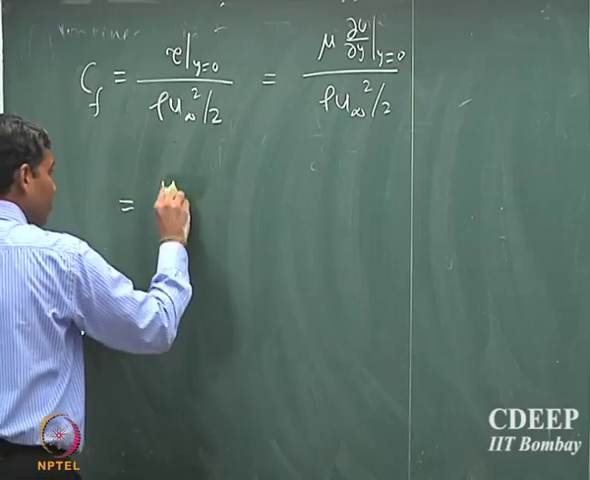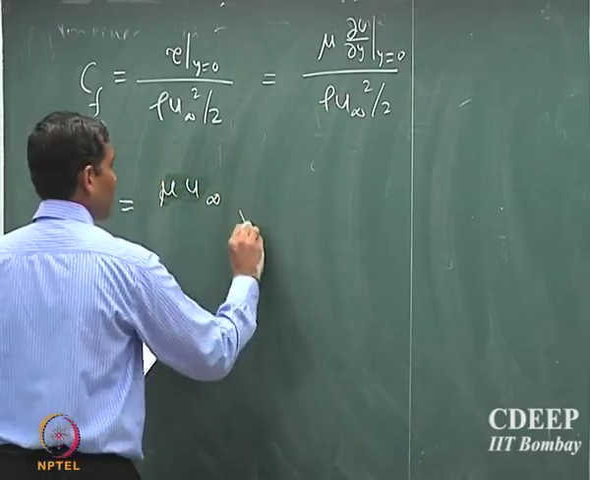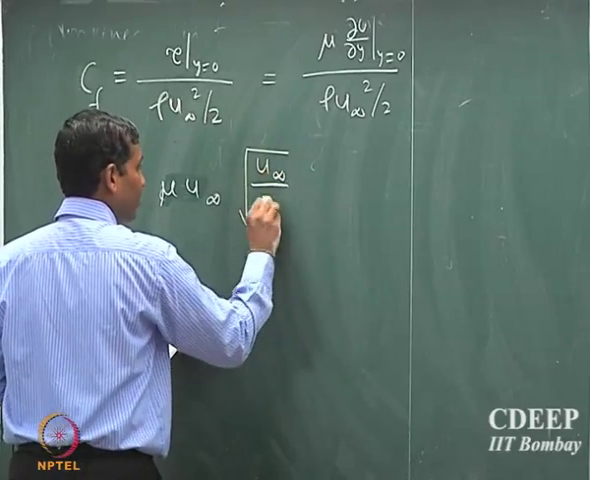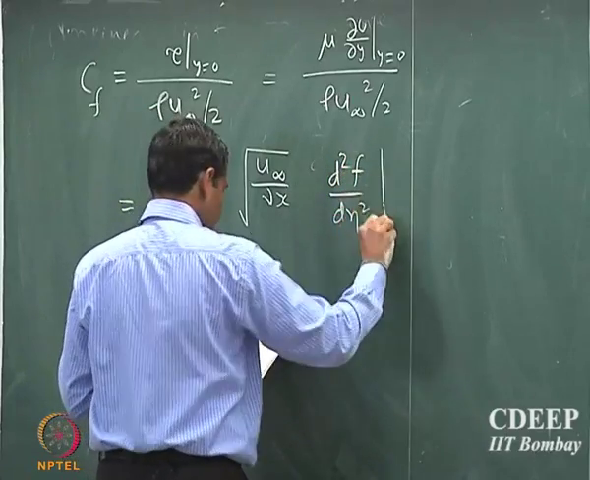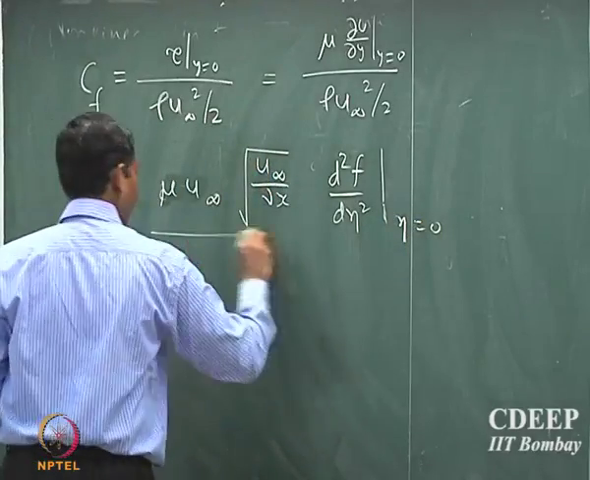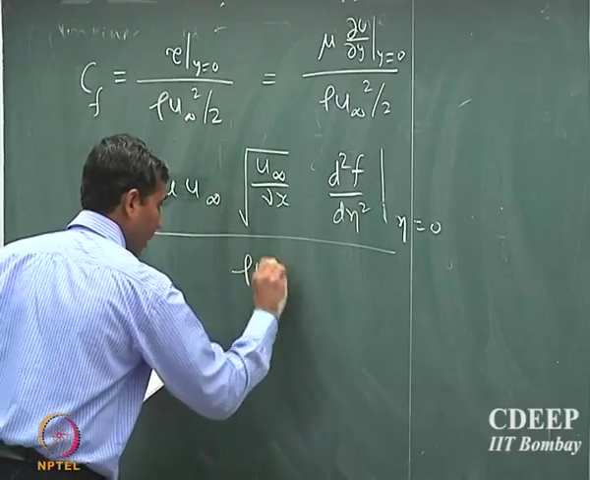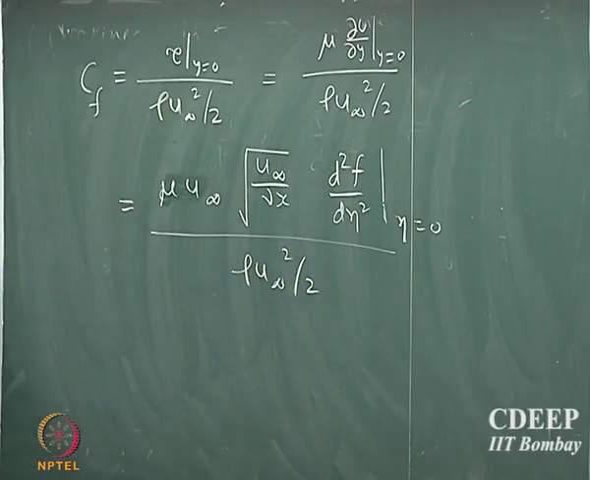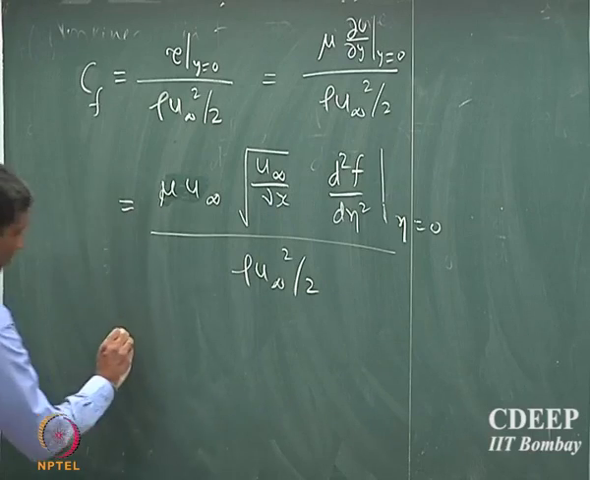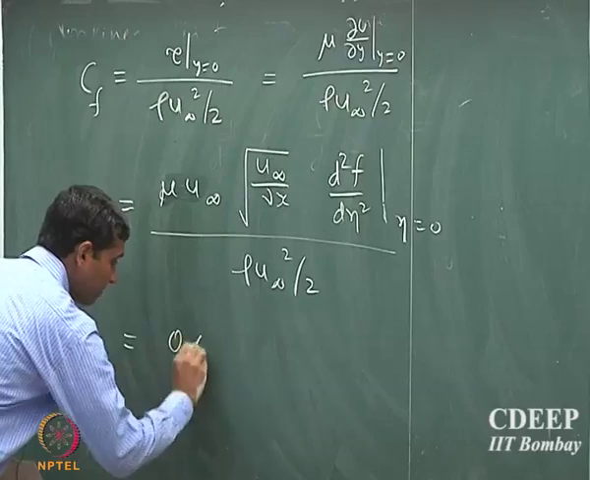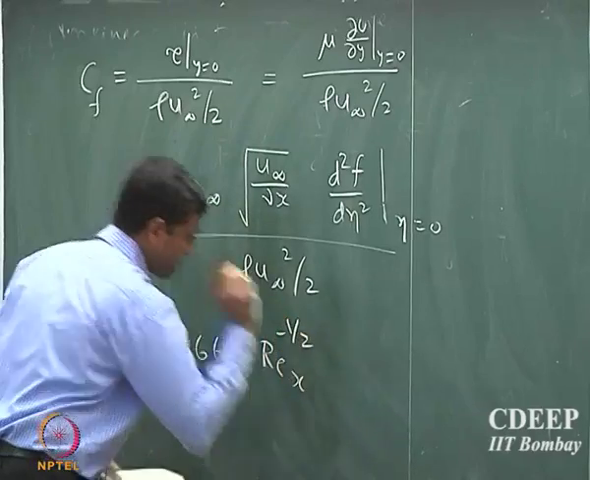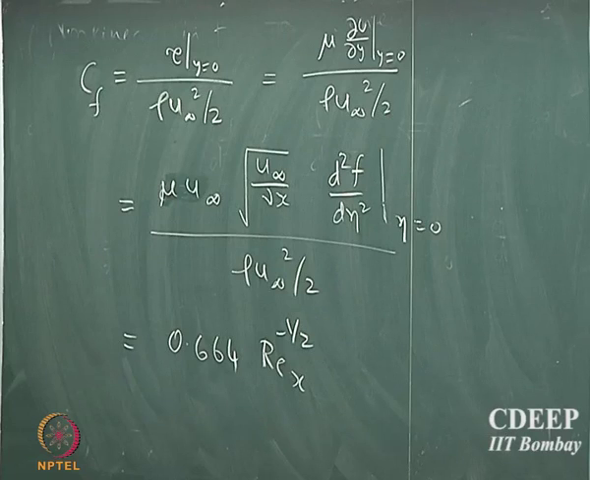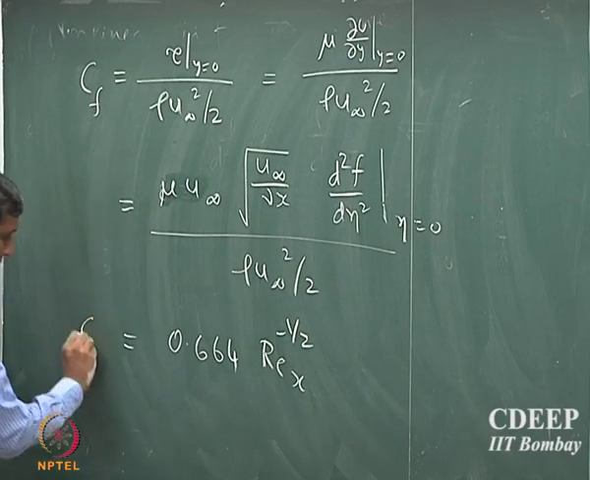0.33, so it will be mu into u infinity square root of u infinity by mu x into d square f by d eta square at eta equal to 0 divided by rho u infinity square by 2. So if I know the second derivative of my function f with respect to eta, I am done. Okay. So that will be 0.664 into Reynolds number to the power of minus half. Okay. So that is the functional dependence of the friction coefficient on the Reynolds number.